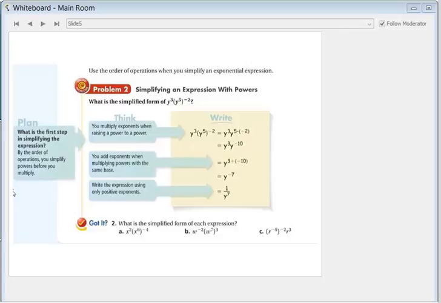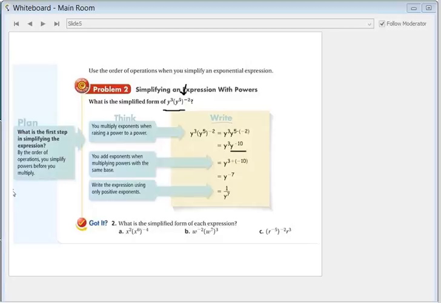Simplifying an expression with powers. In this example, we've got y cubed times y to the 5th raised to the negative 2nd power. We have to remember order of operations. So we're going to do this first, which is y to the 5th raised to the negative 2 power, which is y to the negative 10.